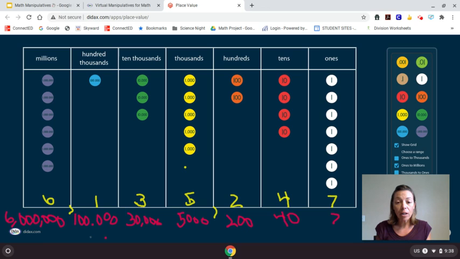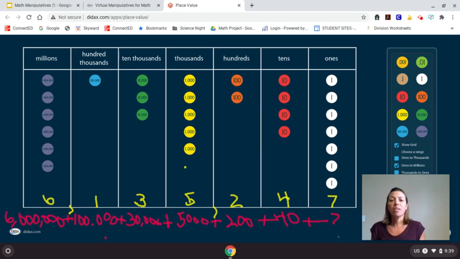So now you've written the value of each digit. To find something called expanded form, it's as easy as finding the value of each digit and then totaling that up. So I'm going to go through and put a plus sign in between the values. 6 million plus 100,000 plus 30,000 plus 5,000 plus 200 plus 40 plus 7. And that is my expanded form of this number.